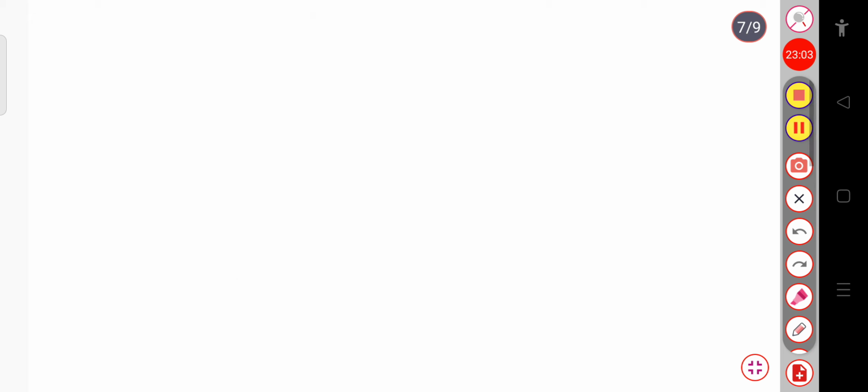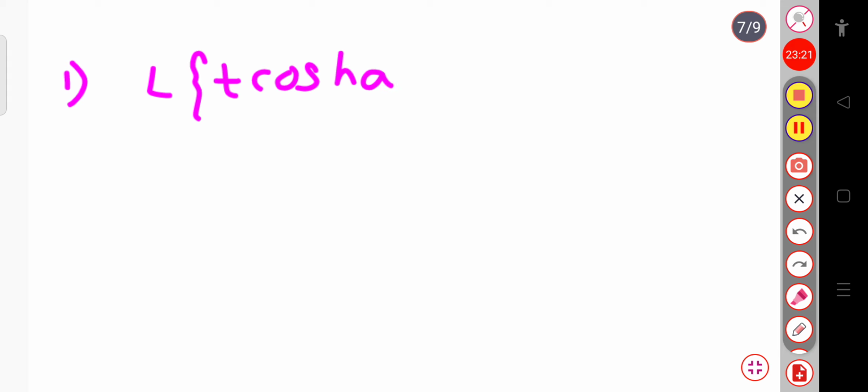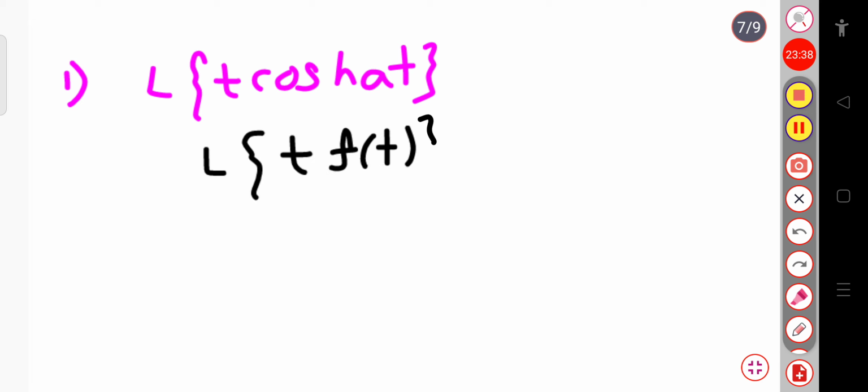The question is given. You have to calculate the Laplace transform of t into cosine hyperbolic at. Now how to calculate this? You know the Laplace transform of t into any function f of t can be written as equal to minus d by ds of the Laplace transform of that function, that is f of t.